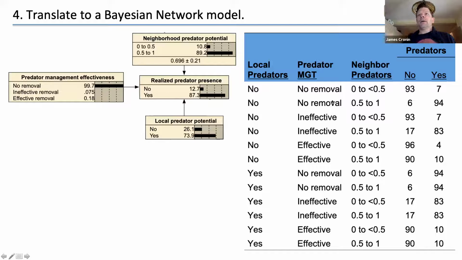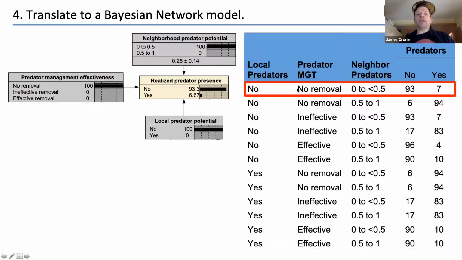Essentially, if we look at the first row, local predator potential is no, so there's no predator potential. Predator management effectiveness is no removal. And there's a low potential for predators in the neighborhood. Then we're quite certain that realized predator presence is no. There's a 93% probability, and the remaining probability out of 100% is in yes. So there's a little bit of uncertainty, but we're quite certain not.